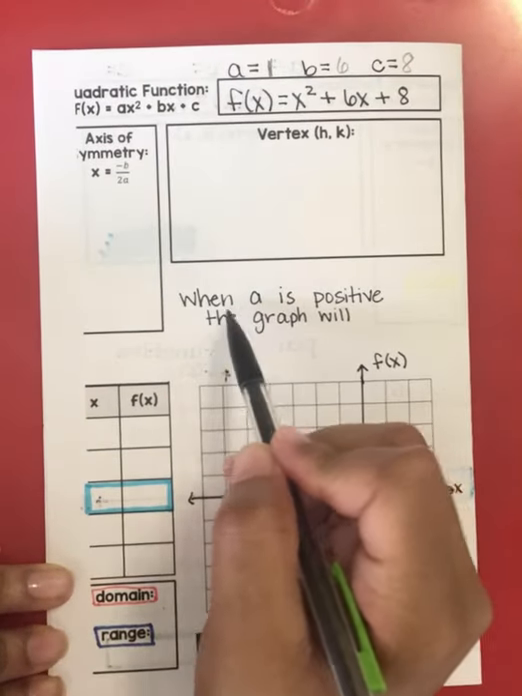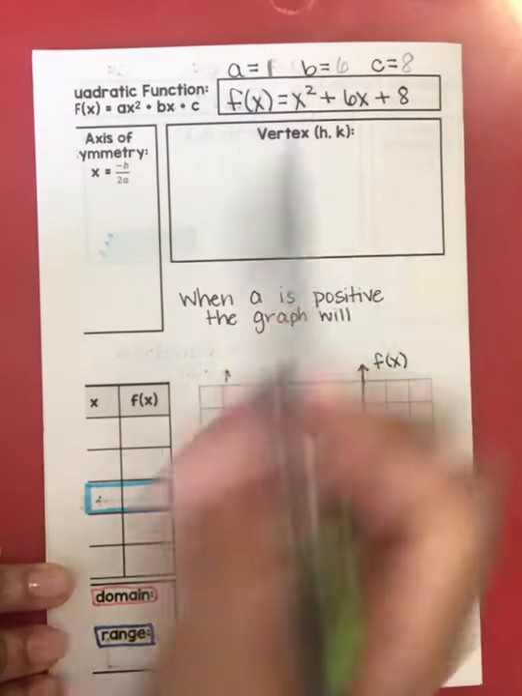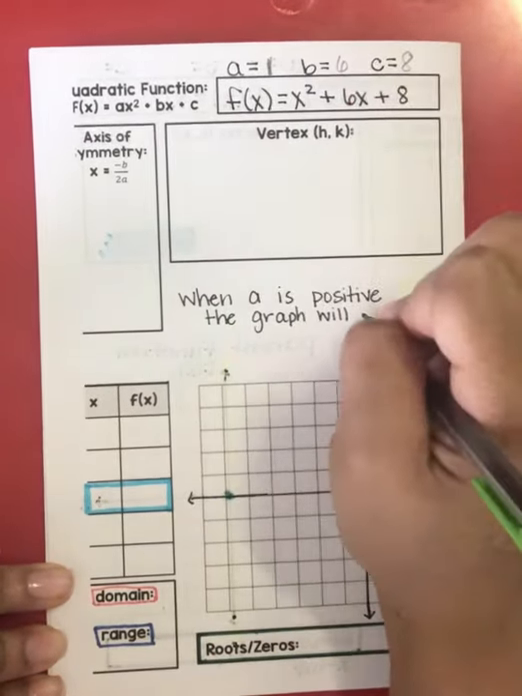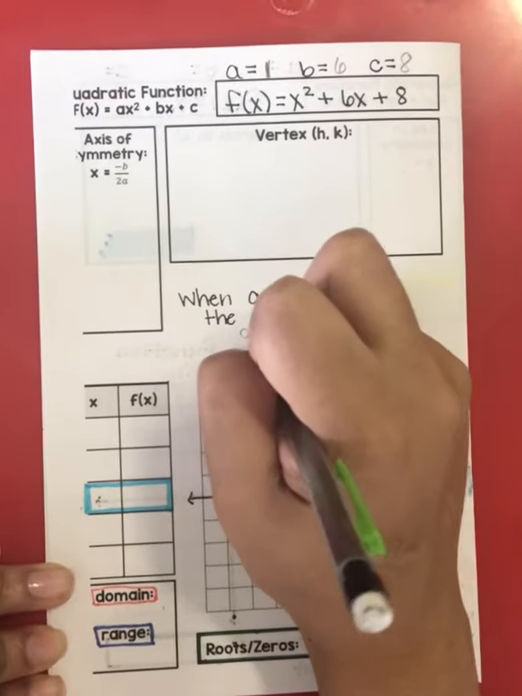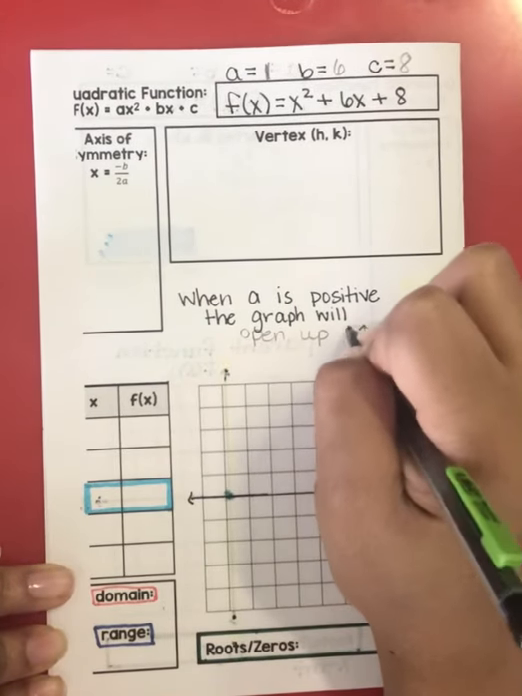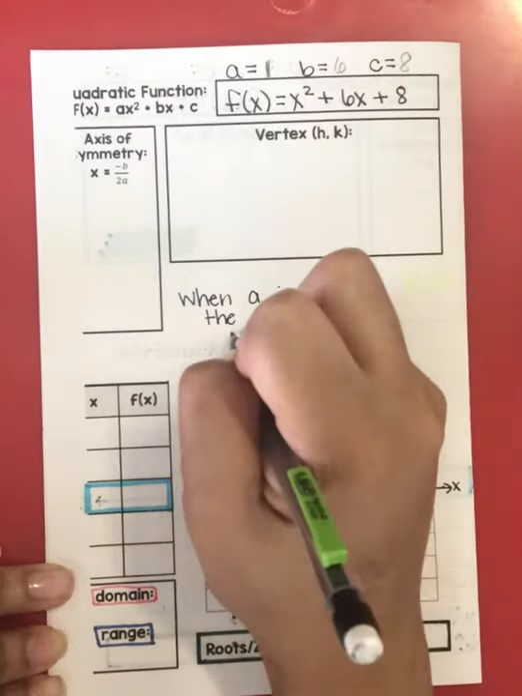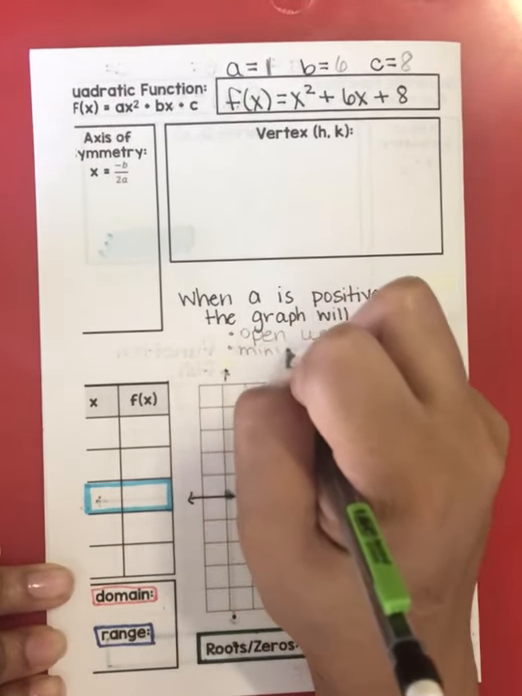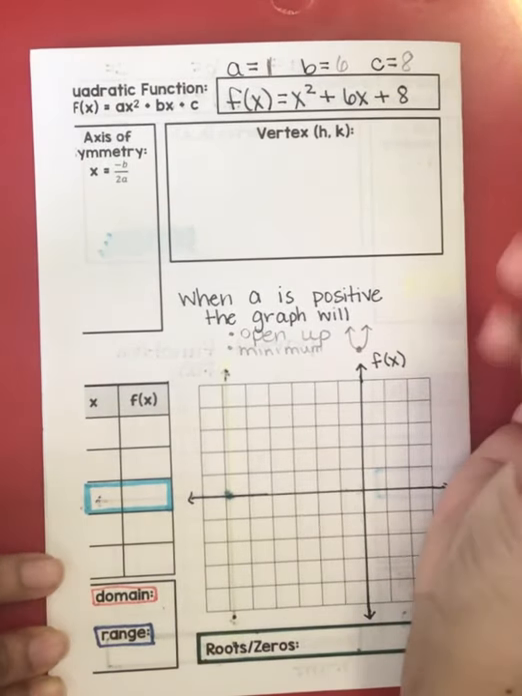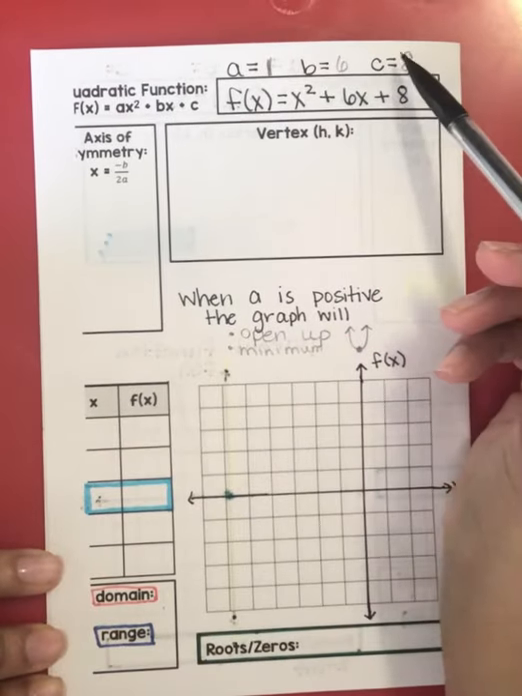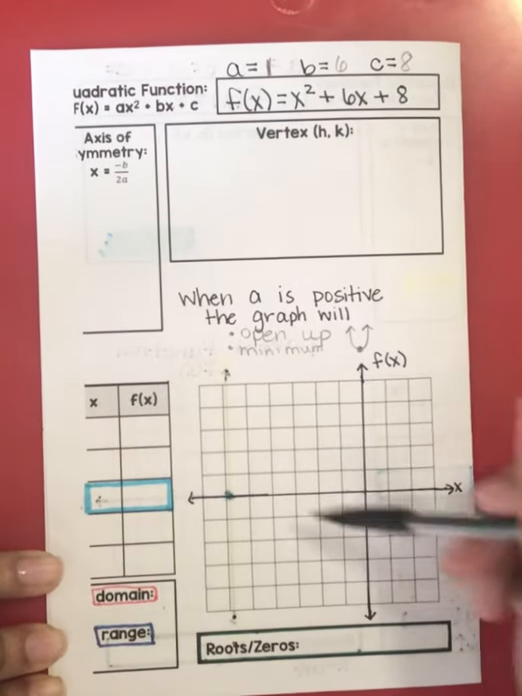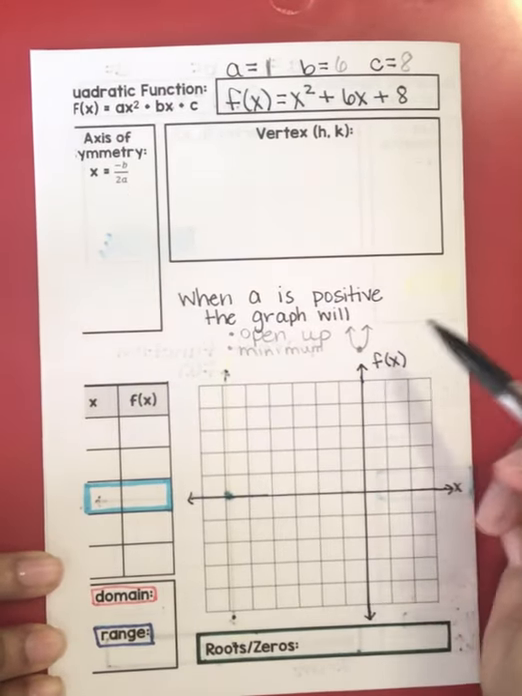Well, we can tell a couple of things from our graph from our a value. When a is a positive number, my graph will always open up, meaning it will have an upward shape. And it will be a minimum, because it's the lowest point on the graph. All right, now we have our a, b, and c values. We have determined that because a was positive, my graph, whenever I do graph it, will be an upward facing graph and it will be a minimum.